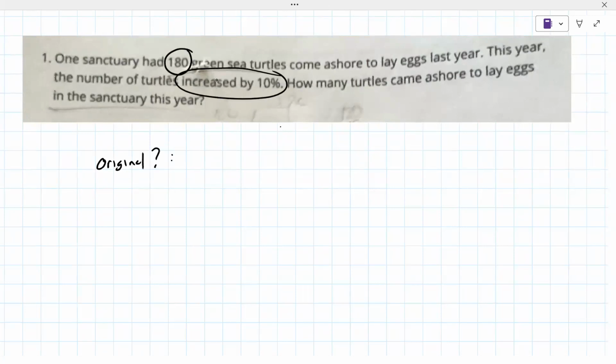That was a question for you. What is the original amount here? How much did they start with? 180. Okay, so the original is 180. What is the percent increase in this problem? 10%. What is that as a decimal? 0.10. Okay.